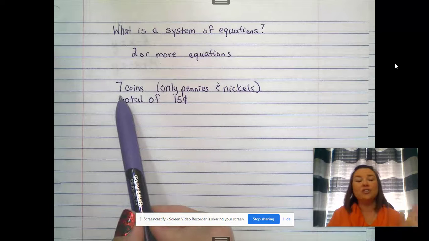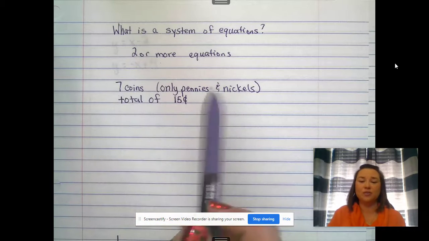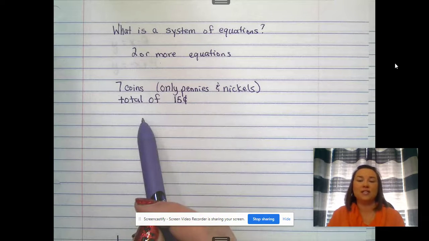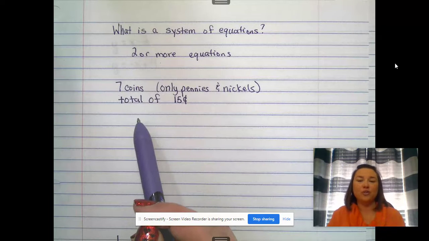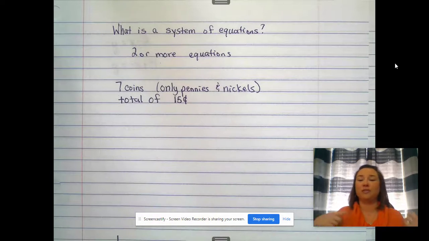So let's say you're told you have 7 coins, only pennies and nickels, and it totals 15 cents. And we want you to figure out how many pennies and how many nickels you had. Well, we know that you could make a chart. We know that you could just play around with numbers in your head and figure this out. I'm going to start by making a chart for you.